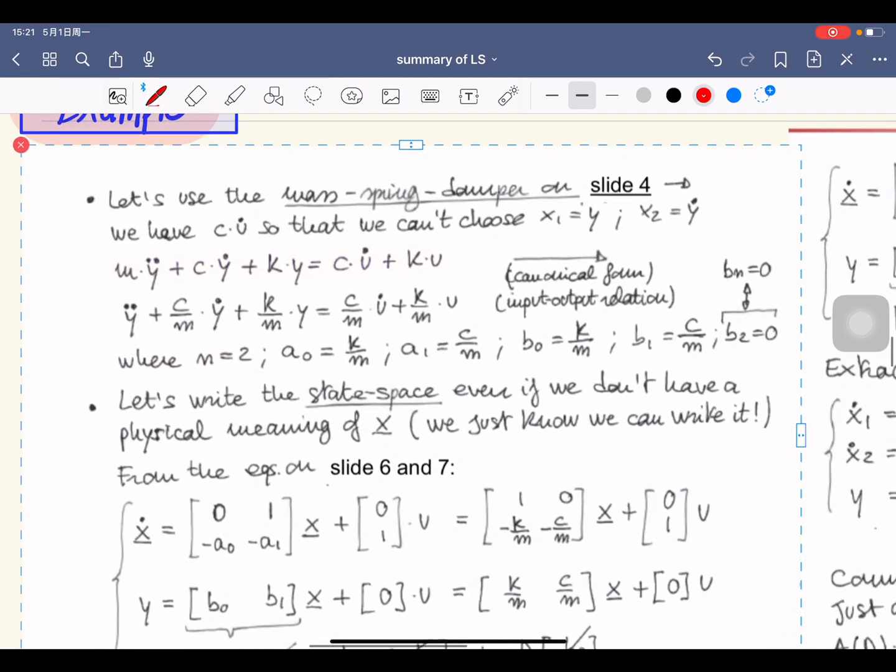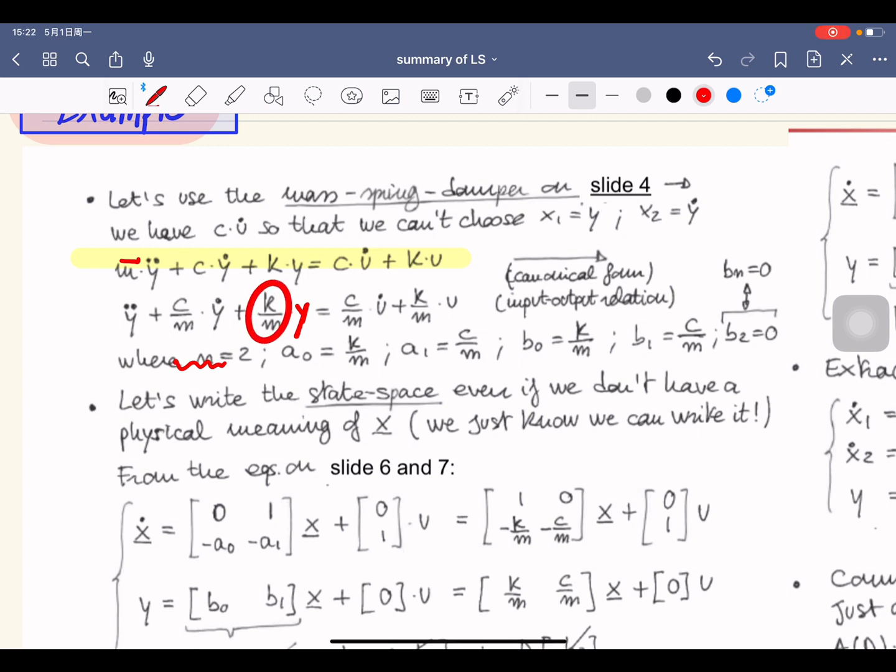A0 should be the coefficient for the zeroth derivative of y, this one. A1 should be the coefficient of the first derivative of the output variable, so this one. And B0 represents the coefficient for the input with zero derivative. This one is this one. And for B2, we do not have it, so B2 equals 0.